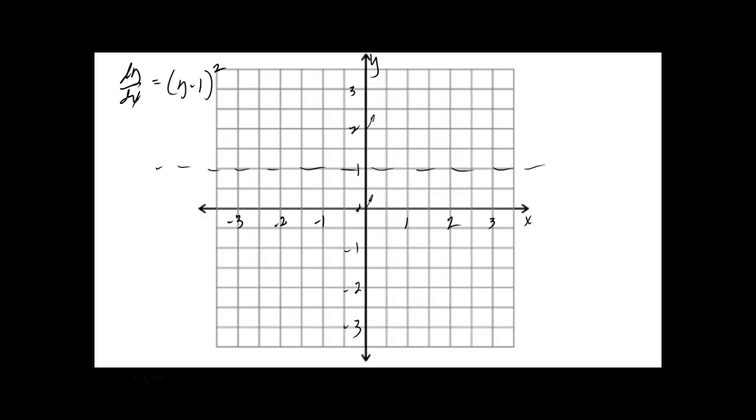it has a single critical point, y is equal to 1, and from the phase portrait we conclude that y of x is an increasing function in the subregions less than 1 and greater than 1, okay?